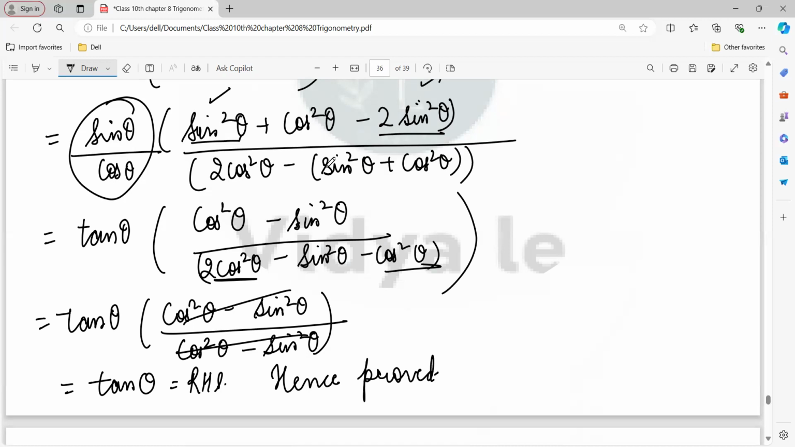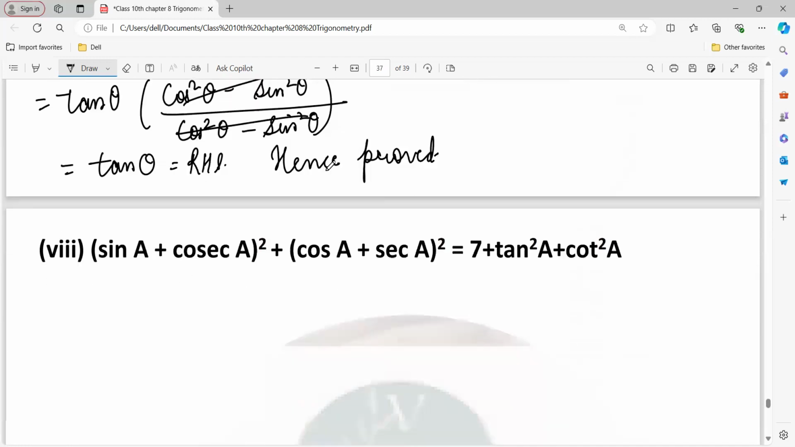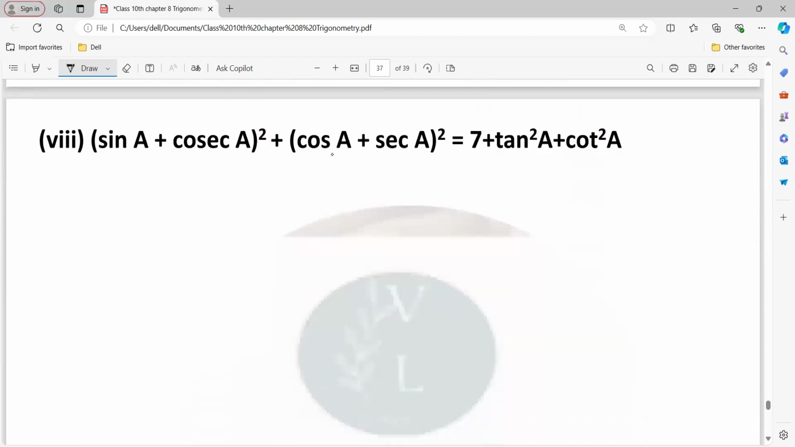Okay, I hope it is clear. Wonderful. Now let's start the seventh part. So in the seventh one, we have (sin A plus cosecant A) whole square plus (cos A plus secant A) whole square is equal to 7 plus tan square A plus cot square A. So first of all, let's open the brackets.